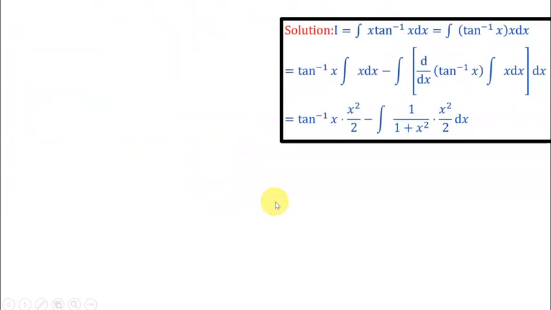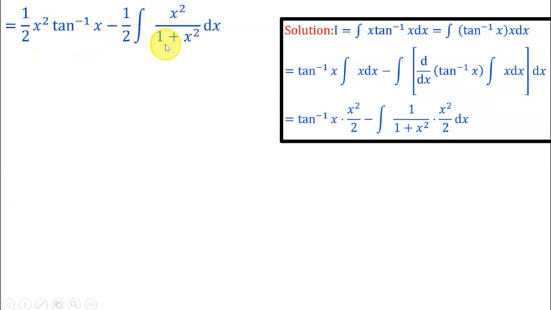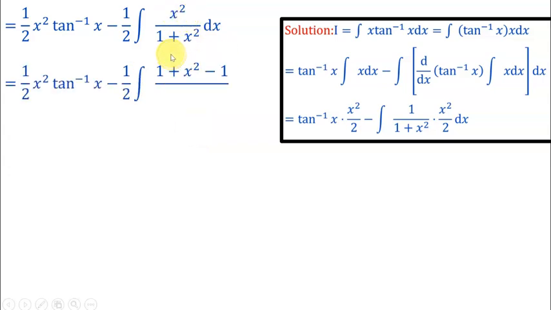Okay. See this here. This is the first part. That is 1 upon 2 x square tan inverse of x minus 1 upon 2 integral x square upon 1 plus x square into dx. Now arrange this numerator just like the denominator. Means what? 1 plus x square minus 1. Arrange plus 1 and the minus 1.